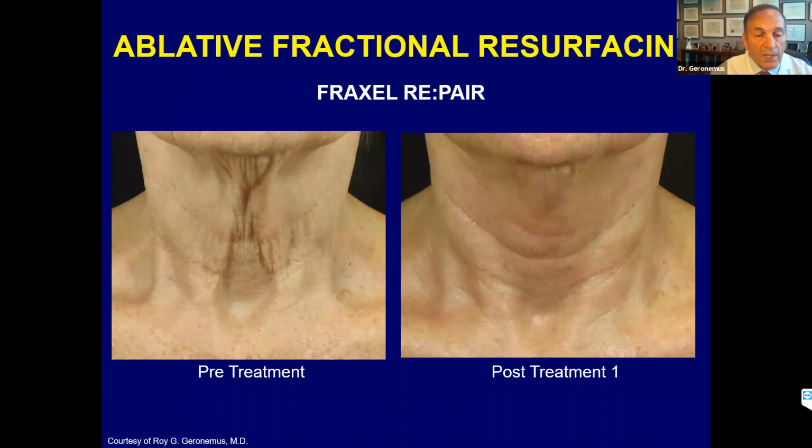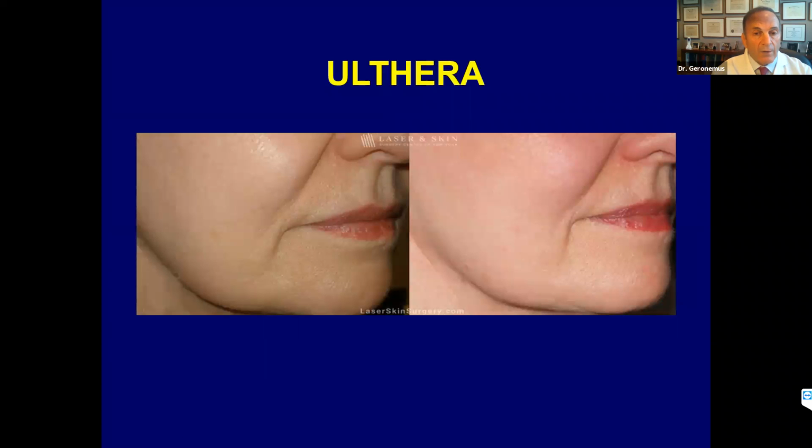And the ability to treat the neck. We can't get the degree of tightening you can get from a neck lift, but we do get a fair degree of tightening with the treatment using this type of ablative fractional resurfacing, in this case, the FRAXEL repair.